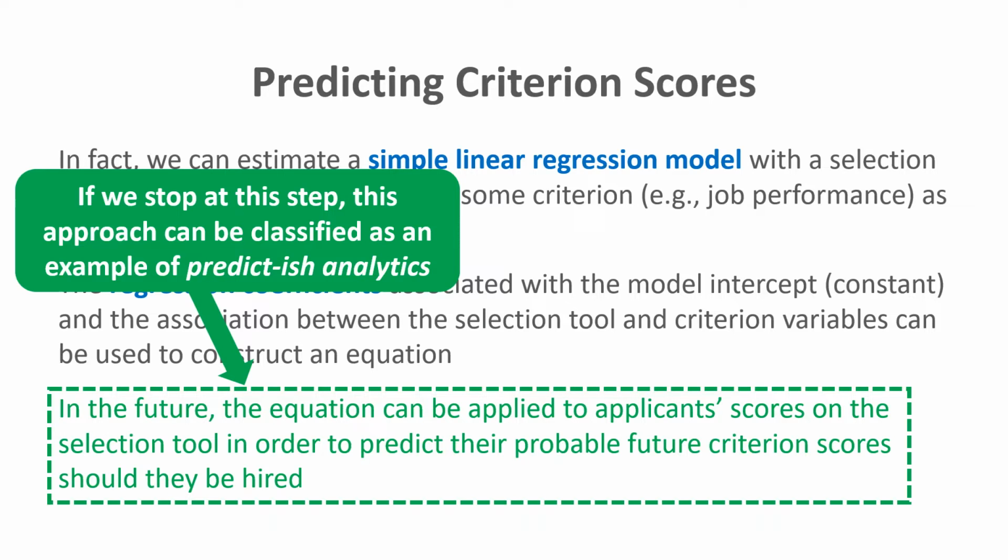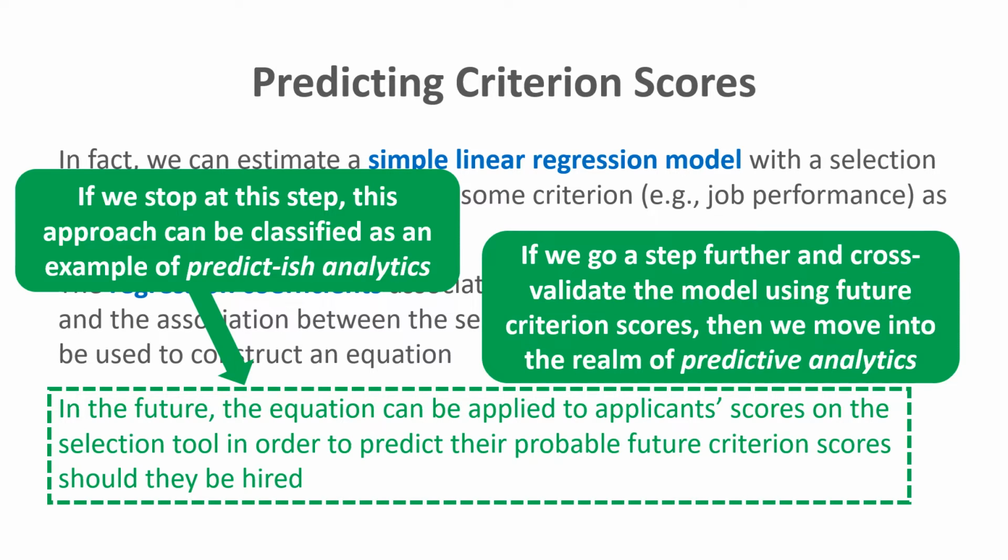Now, if we stop at this step here, this approach can be classified as what I describe as a predict-ish analytics approach, meaning that we don't go the full 9 yards, so to speak, and actually cross-validate the model where we actually collect criterion scores for our new data, our new applicants, for example, when that comes in. If we do go a step further and cross-validate the model using future criterion scores to evaluate the model's accuracy, then we do move into that realm of predictive analytics, true predictive analytics.